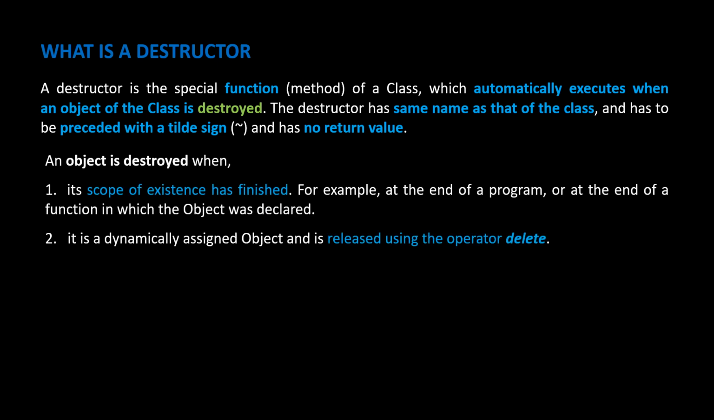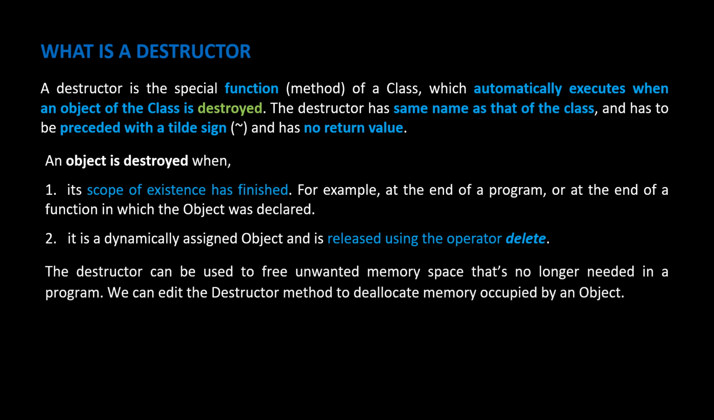Its scope of existence has finished. For example, at the end of a program, or at the end of a function in which the object was declared. And number 2. When it is a dynamically assigned object, and is released using the operator delete.